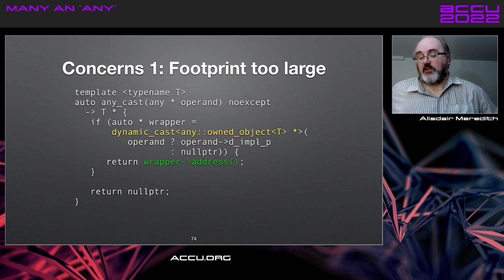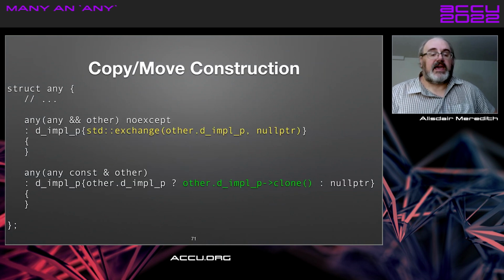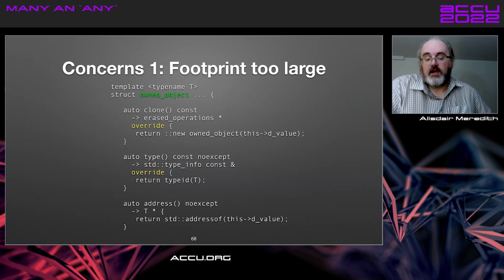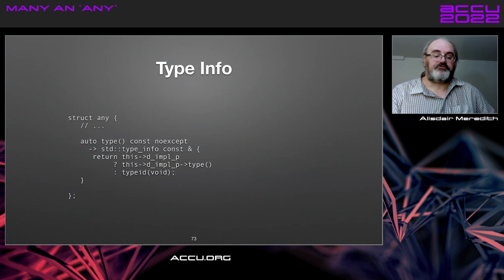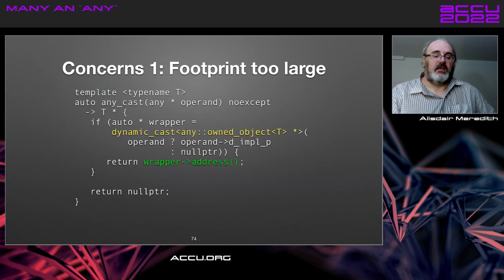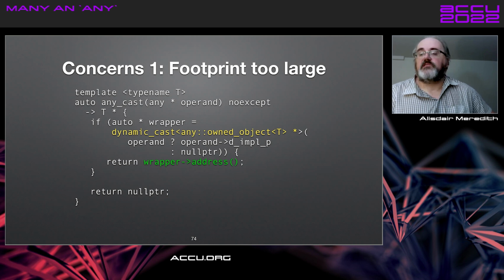But assuming I've actually got something, that's where that address function I showed earlier came in. I've dynamic cast to the owned object of T. I didn't try to get the T out of it yet. And the wrapper has that address function that, if I just jump back, here we go. The address function simply returns the address of this value. So jumping backwards and forwards, I'm hoping that's clearer and not confused people. I don't think I described that one too well.